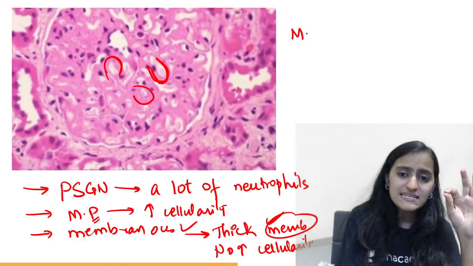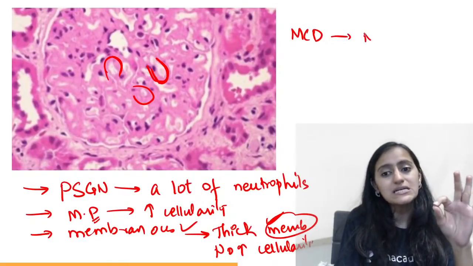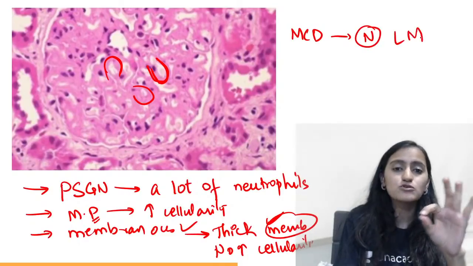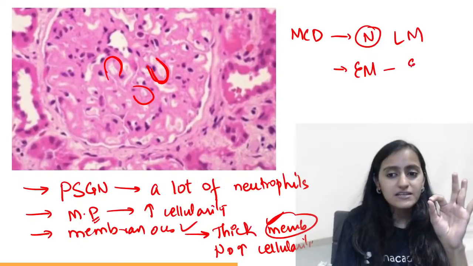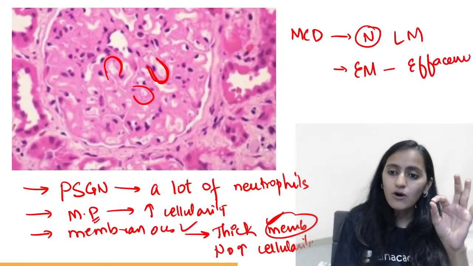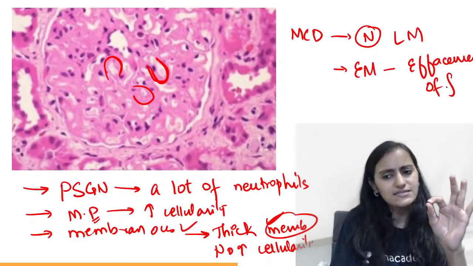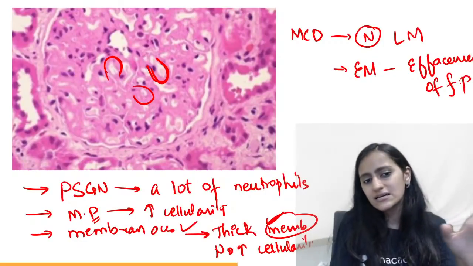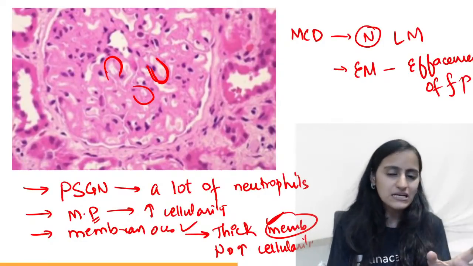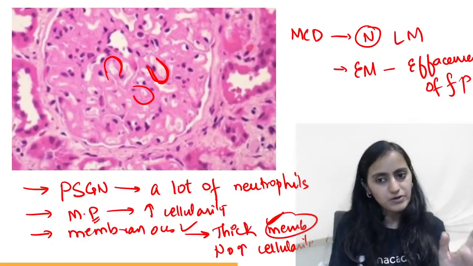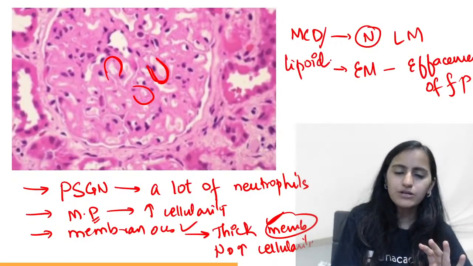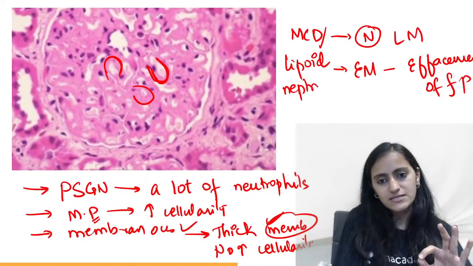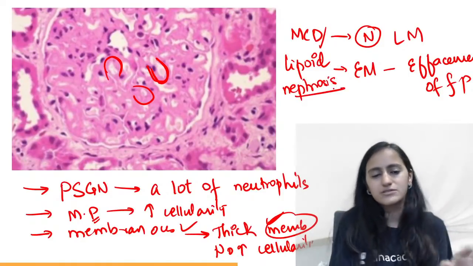Minimal change disease in your light microscopy, it is normal. Light microscopy is normal. It is on electron microscopy where it can show effacement of the foot processes. That is what it shows, nothing else. In light microscopy you will not see any thickening or anything. Minimal change disease is also called lipoid nephrosis.